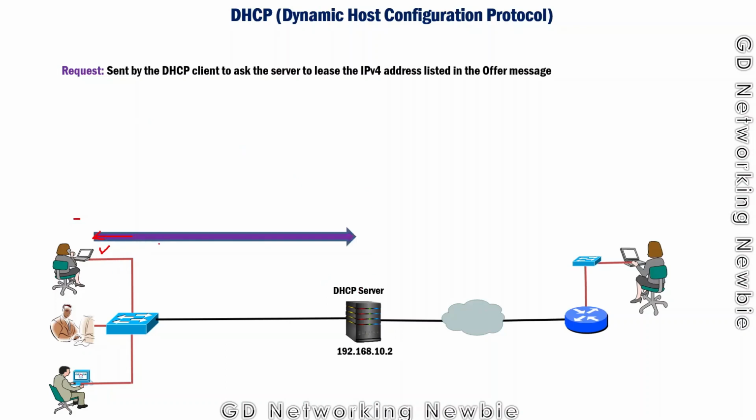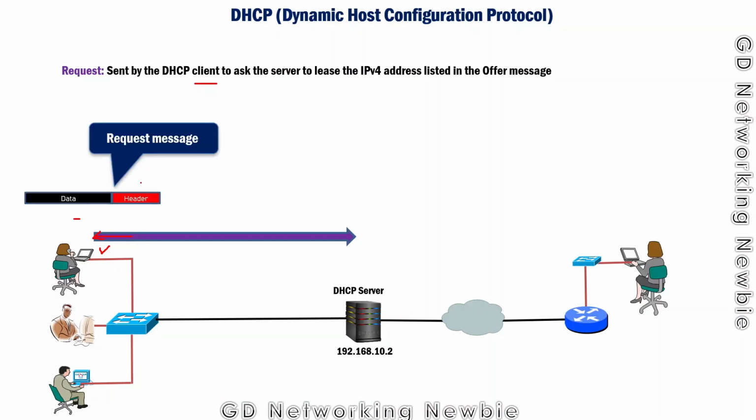So in this way, they have to send a request message to accept the offer. It is sent by the DHCP client to ask the server to lease out the IP address. So once they have received the offer message, they will send a request message saying, please assign me this IP address, which you sent in your offer.